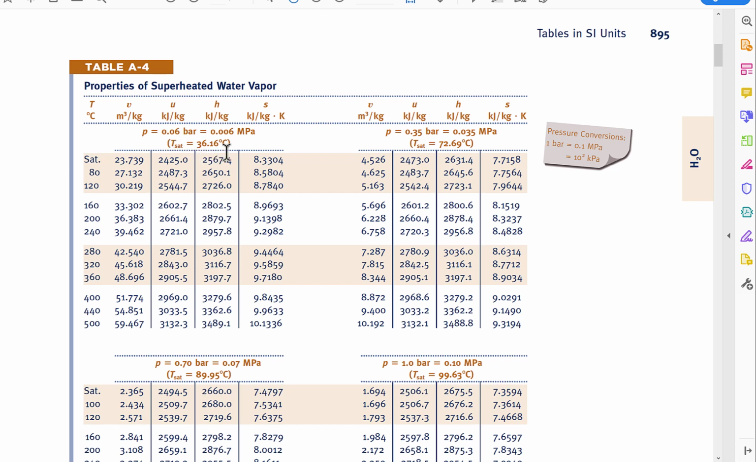36.16 degrees Celsius. What that means is that the water is in the saturated vapor state at 0.06 bar and 36.16 degrees Celsius. The first line shown here is the saturation properties. So this is the saturation properties at pressure 0.006 megapascal and saturation temperature 36.16 degrees Celsius. As the temperature increases, the state becomes superheated. So we can determine the specific volume, internal energy, enthalpy, and entropy at different temperatures.